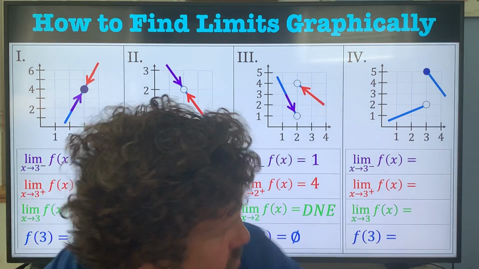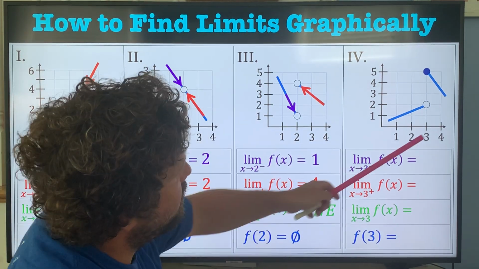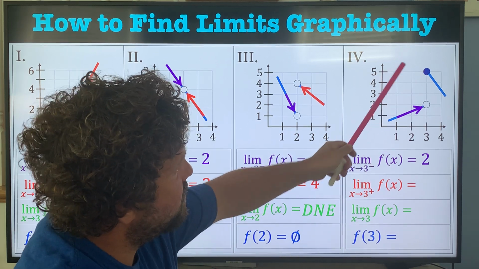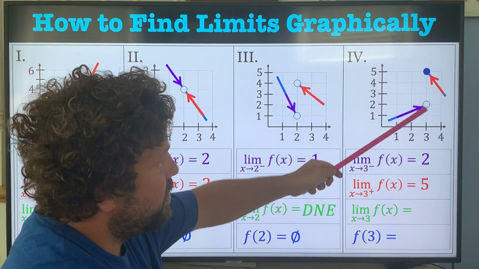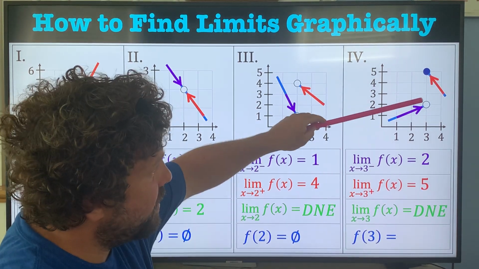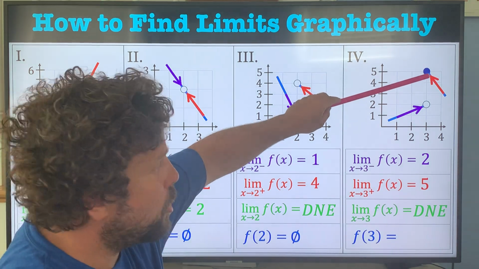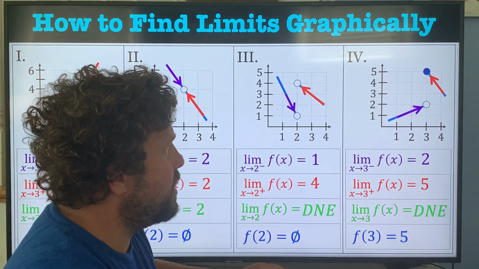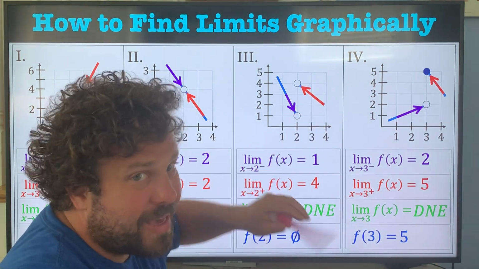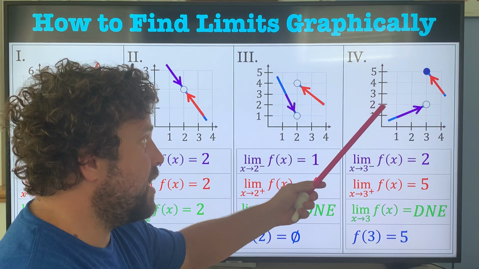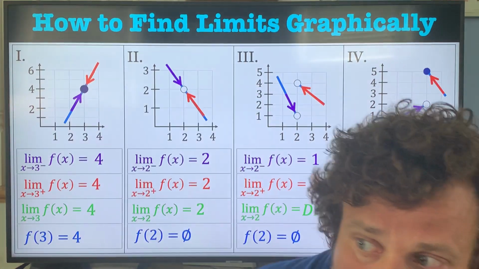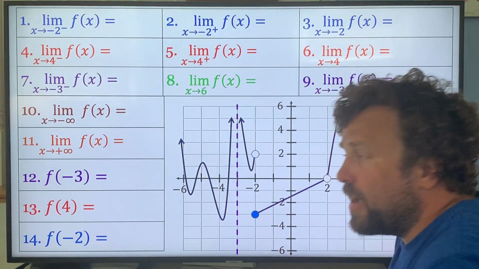Let's look at the last one. Right here, as I approach 3 from the negative side, my answer is 2. As I approach 3 from the positive side, my answer is 5. They do not approach the same point, so the limit does not exist. Now, f of 3, even though there's a hole here, there is a closed circle here. So that is my f of 3, and the answer would be 5, okay? Now, if you had 2 closed circles, you can't do that, it wouldn't be a function. You can't have 2 values of f of x for 1 x. Horizontal line rule.